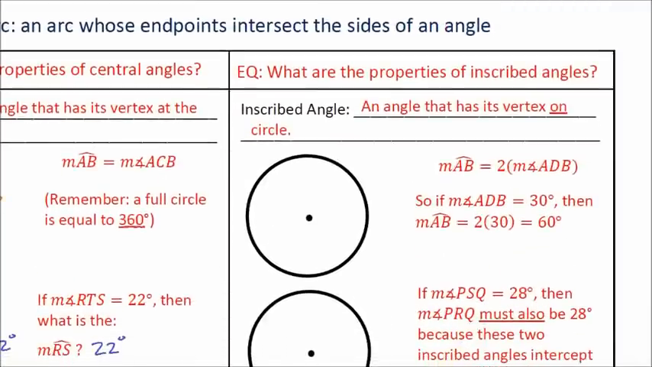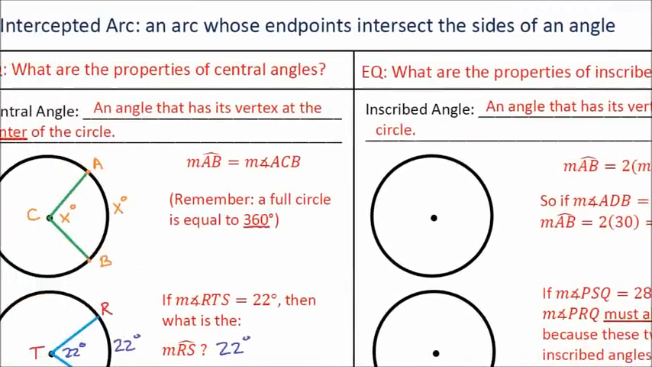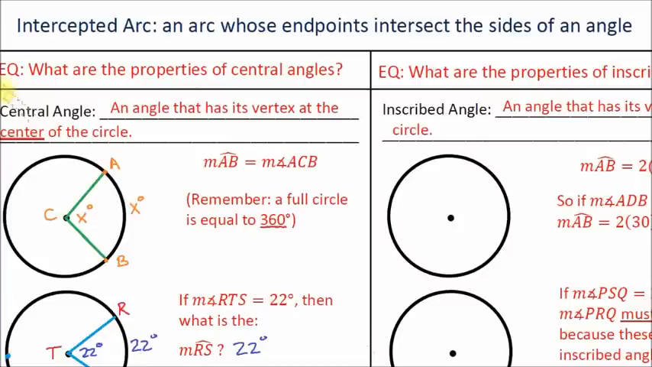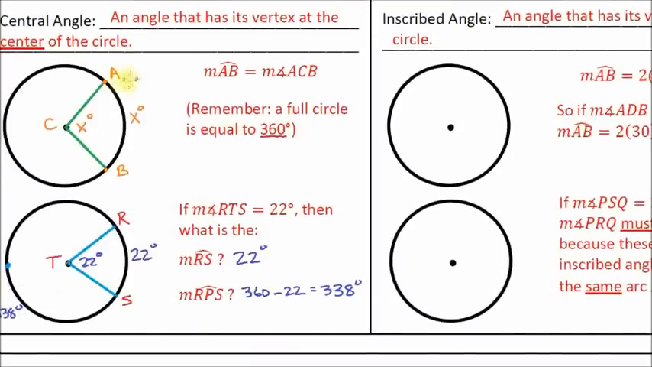Oh, you know what? Let's go ahead and define something here real quick on the top of your page. Define intercepted arc. It's an arc whose endpoints intersect the sides of an angle. So when you look at these examples, arc AB is the intercepted arc of angle ACB. Because look, this angle touches the circle here, touches the circle here.